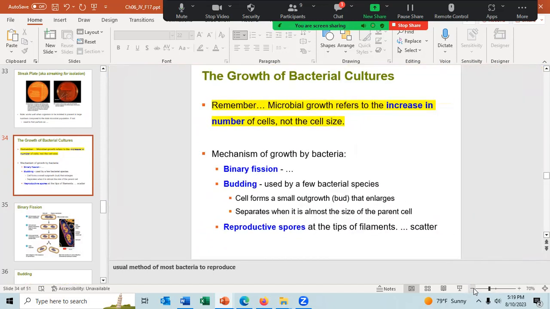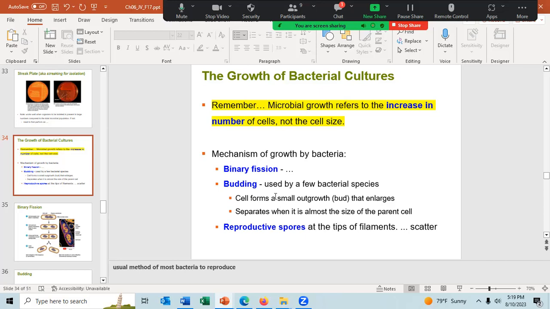The growth of bacterial cultures. Remember that microbial growth refers to an increase in cell number, not an increase in cell size. The mechanisms by which bacteria grow: most bacteria grow by binary fission, where one cell simply splits into two. And we'll talk a little bit more about that in our next slide.